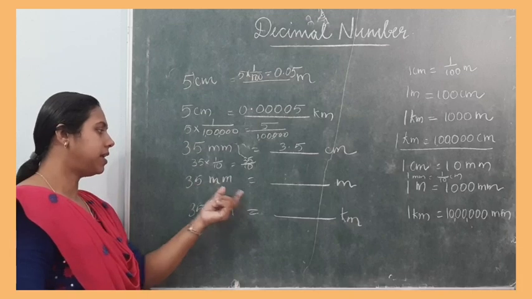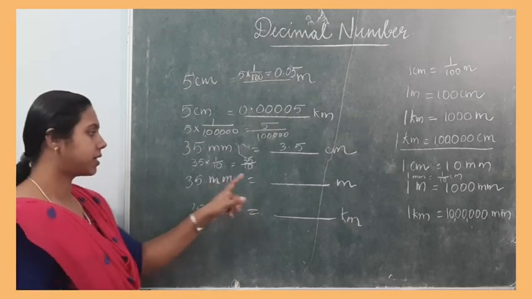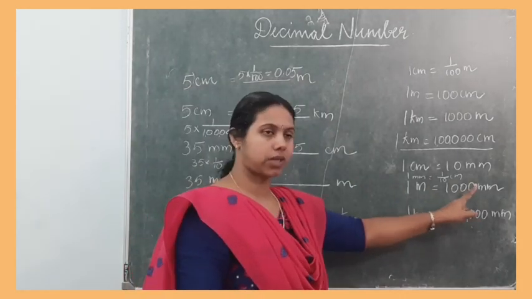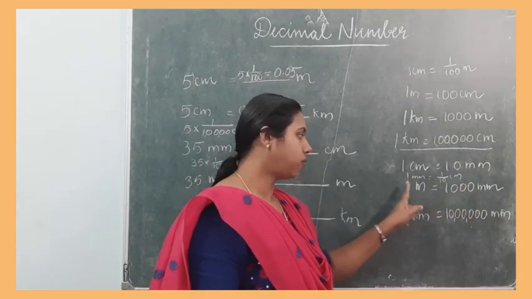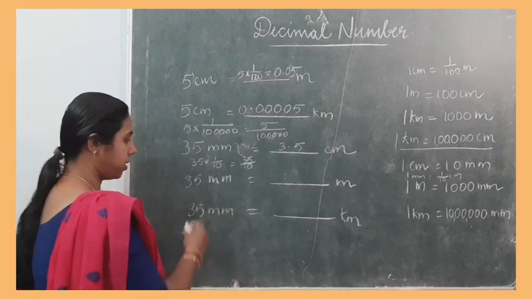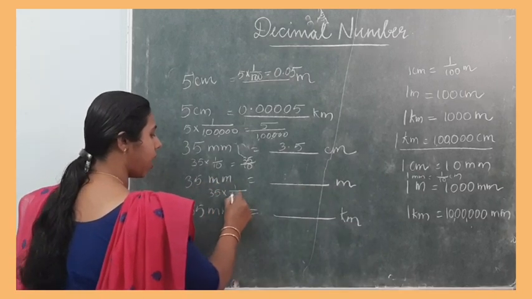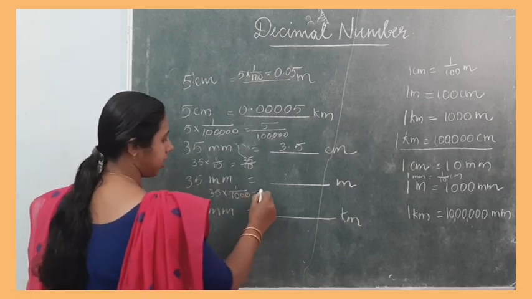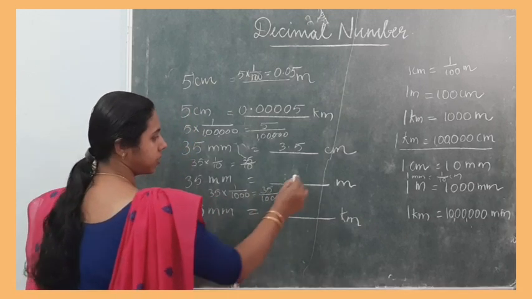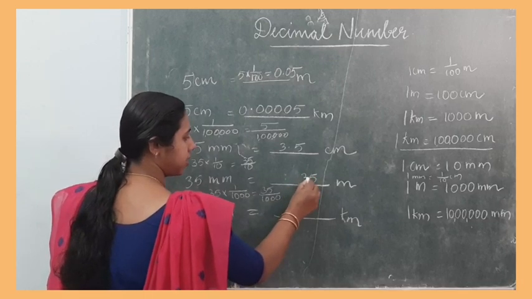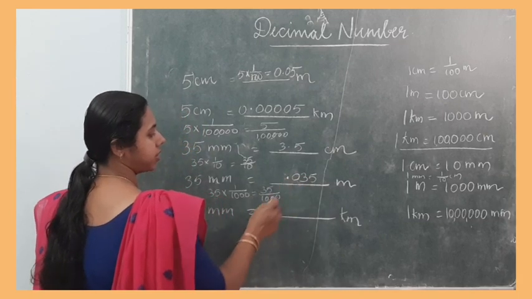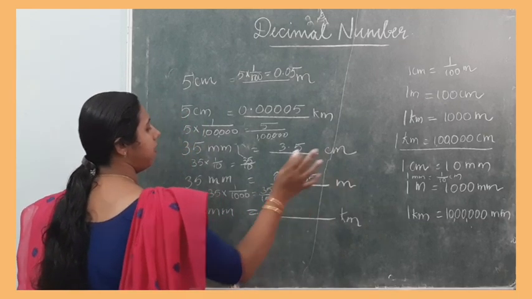Next, 35 millimeter converted to meter. We know 1 meter is equal to 1000 millimeter, then 1 millimeter is equal to 1 by 1000 meter. So here 35 millimeter you want to convert to meter. That means 35 into 1 by 1000, which is equal to 35 by 1000. There are 3 zeros, so 3 decimal places. First decimal place 1, second decimal place, third one is not there, so you should put 0. Point. So 0.035 meter.